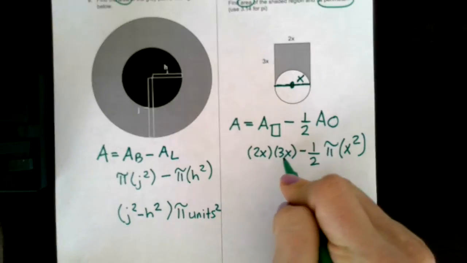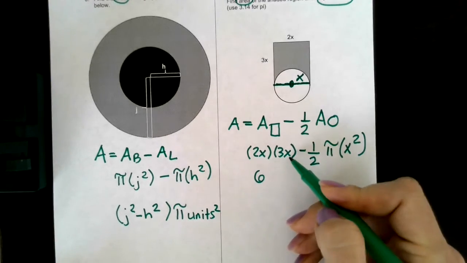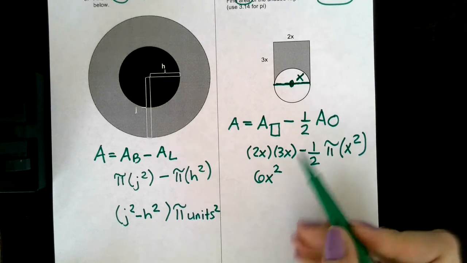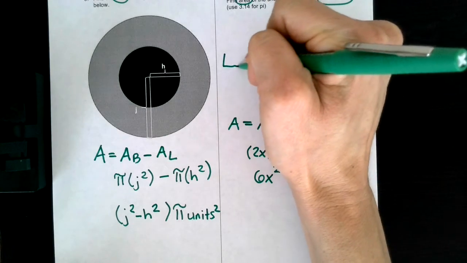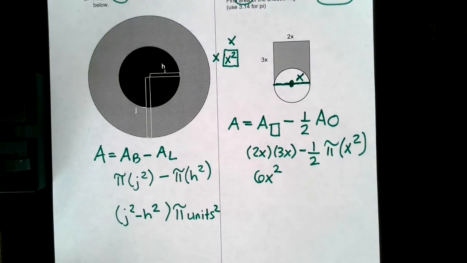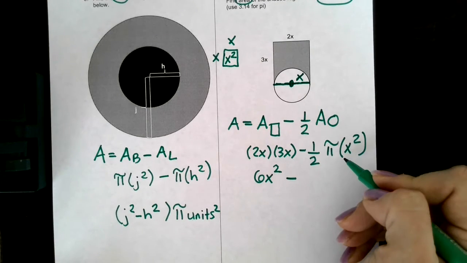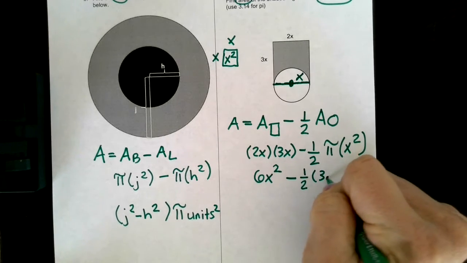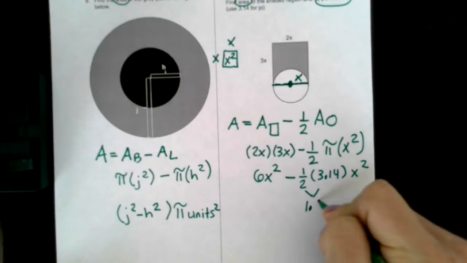All right, let's simplify this a little bit further. 2 times 3 is 6. When we multiply x values together, we add our exponents and get x squared. Think of it like a square. When you're multiplying two values together, like x and x, go back to your tiles: x times x is x squared. Okay, then we're going to do a half of 3.14. A half of 3.14 is approximately 1.57.